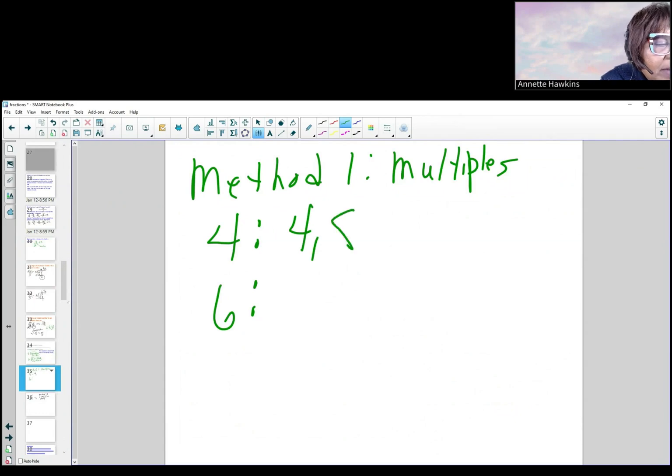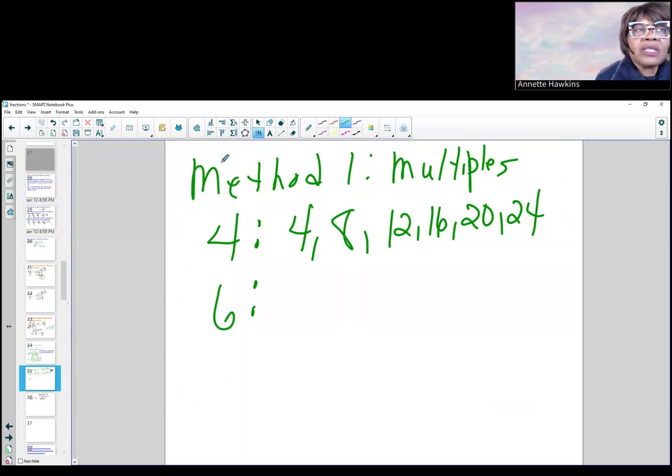4 plus 4 is 8. 4 plus 8 is 12. 4 plus 12 is 16. 4 plus 16 is 20. 4 plus 20 is 24. So the question is, when do you stop? Well, that's a good question. So I would recommend that you write down about 8 numbers, something like that.